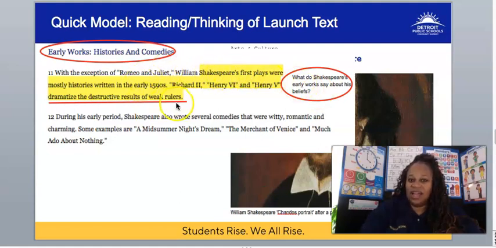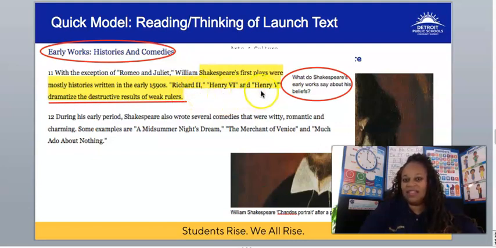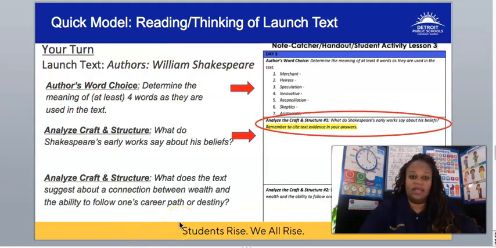This is the section highlighted, and the question is, what do Shakespeare's early works say about his beliefs? What did Teacher Nefertari underline? It says that these early plays of his, Richard II, Henry VI, Henry V, all of these plays dramatize the destructive results of weak rulers. Sounds like Shakespeare liked strong rulers, not weak ones. That's what I would surmise.